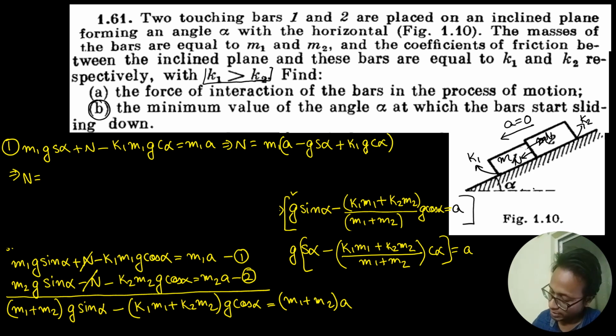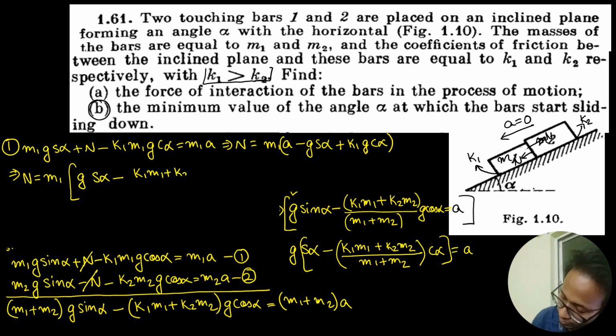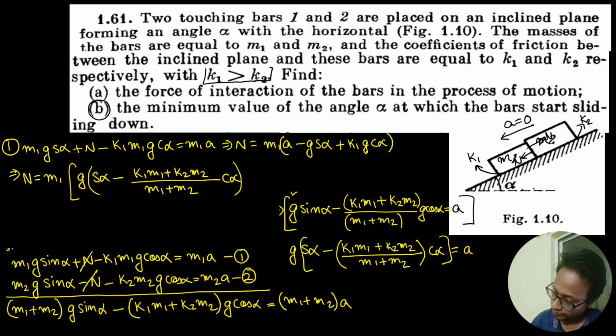So N is equal to m1 into, what is the value of a? The value of a is nothing but g sin alpha minus (k1 m1 plus k2 m2) divided by (m1 plus m2), into cos alpha. This is the entire term. Minus g sin alpha plus k1g cos alpha.